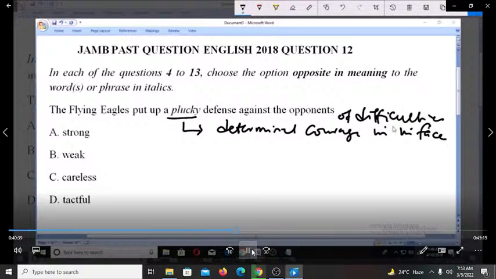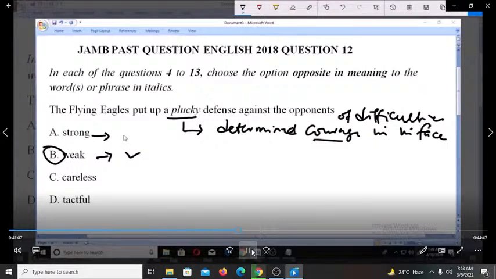So having or showing determined courage in the face of difficulties, that means you're very strong. So plucky can be used as the same thing as strong. So the two of them are synonyms, but they are not antonyms. But actually we are looking for antonyms. So the opposite should be weak, because weak is somebody that doesn't have courage. So from there you can simply see that option B is the right answer. But let's still get down the definition.